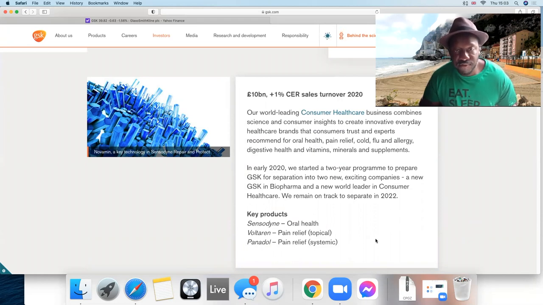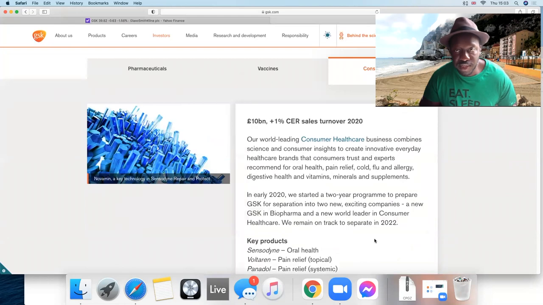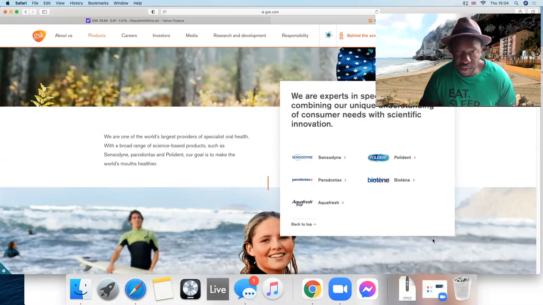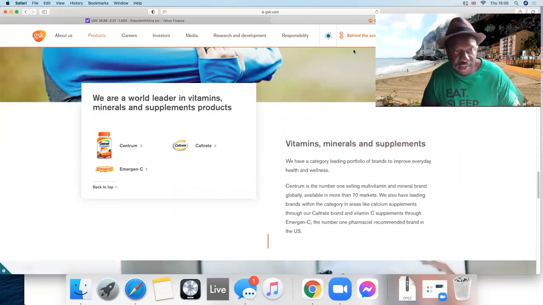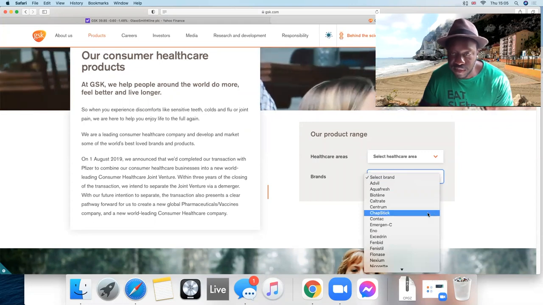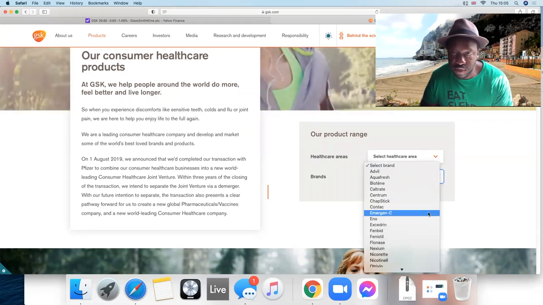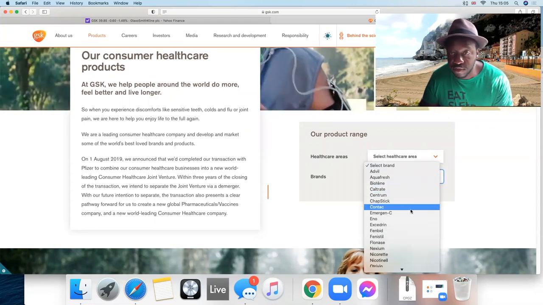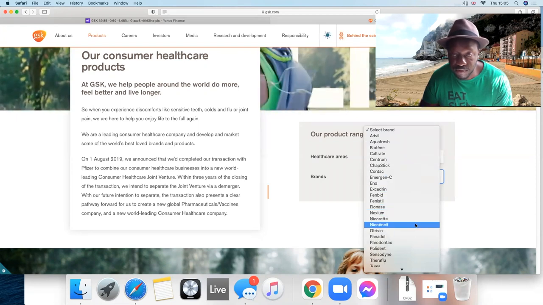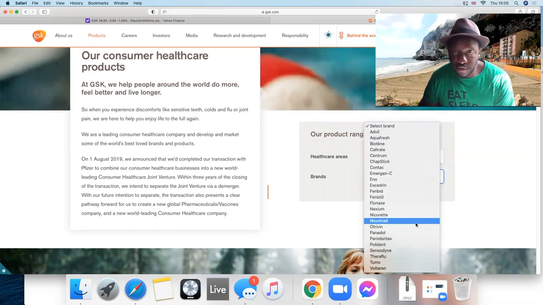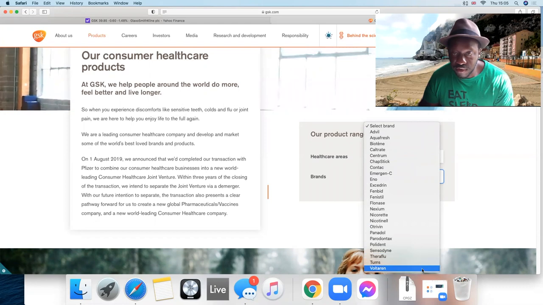They actually have so many other products which I didn't know GSK was behind, such as Polident, Biotene, Aquafresh, and Centra, and Emergen-C. And as you can see from this drop-down list here, all the products which they own, even Chapstick. I didn't know Chapstick was from GSK. But a lot of these things you'll find in the pharmacy and over the counter and whatnot.